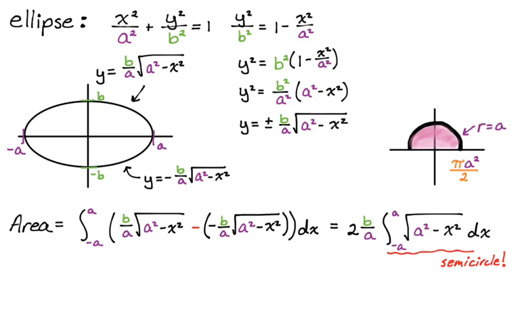So now I actually know the value of that definite integral, and I can just substitute it in. I get 2b over a times the thing we just found, pi a squared over 2. If I simplify this, I end up with pi times a times b, which is the area of an ellipse. So it's a really simple, quick, but I think very cool connection between things. I hope you found this helpful, and good luck.